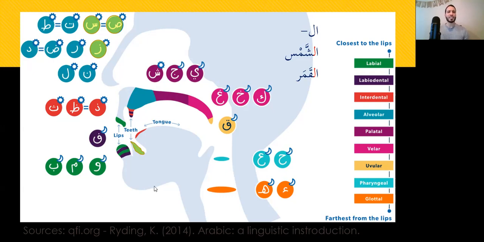So these are the letters. And in this picture also, we can see the letters that are solar letters and lunar letters. Solar and lunar. What are the solar and lunar letters?